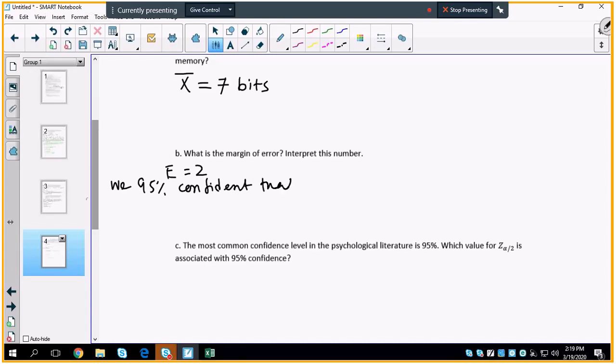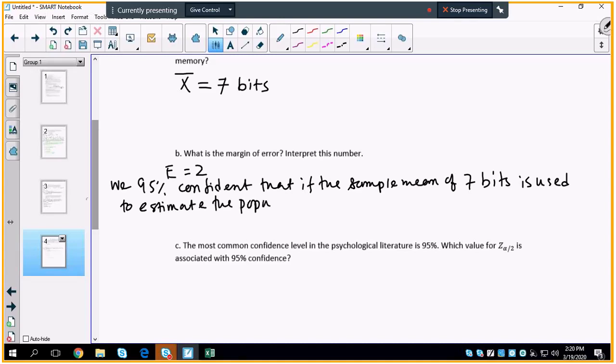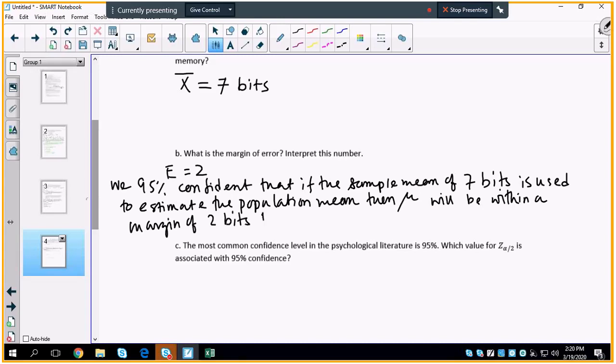that if the sample mean of 7 bits is used to estimate the population mean, then mu, the population mean, will be within a margin of 2 bits, the margin of error, from the sample mean of 7 bits.